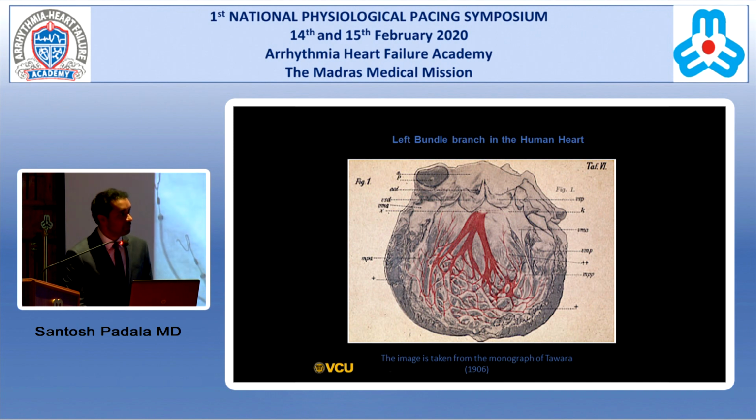This is the left bundle branch in the human heart. This is, again, a picture from the 1906 Tawara publication. And you can see this is the left ventricle. These are the aortic cusps, membranous septum, and then the left bundle comes down and divides into the left anterior fascicle, left septal fascicle, and the left posterior fascicle. And you can see these fascicles then arborize into several small Purkinje fibers, which go on to supply the papillary muscles and the LV subendocardium.